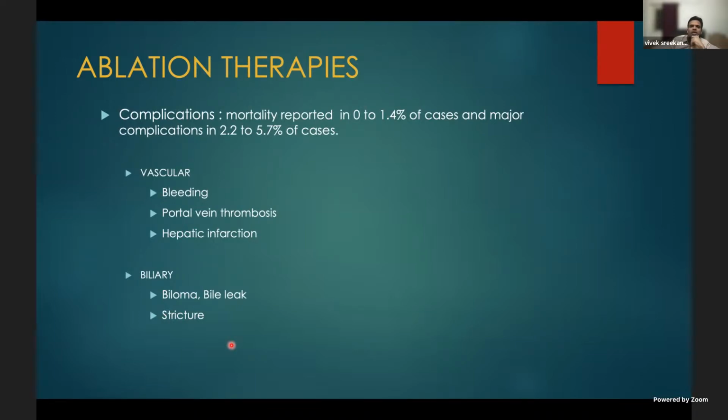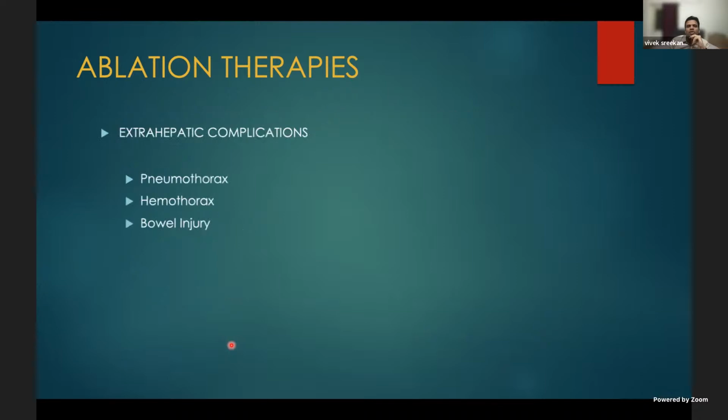So we have to be slightly careful when we are doing the ablation. Hepatic abscess is a very rare complication. Some of the extrahepatic complications are quite common. Pneumothorax can happen whenever the lesion is near the diaphragm, or whether there is a path of pleura between the skin and the lesion. Sometimes the pleural puncture can happen inadvertently, and we can see a pneumothorax or a hemothorax. Bowel injuries are usually common in subcapsular lesions, where the colon is very close to the tumor and even the colon can get ablated. So these are some of the things which we should keep in mind in ablation therapies.